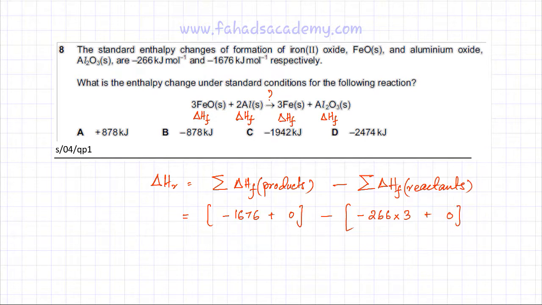And I'm going to try and solve this now. So it's going to be minus 1676, and this minus and minus would become plus 266 times 3. I'm going to use my calculator to solve this now, and the answer that I'm getting on my calculator is minus 878 kilojoules per mole. So option B would be the correct option.